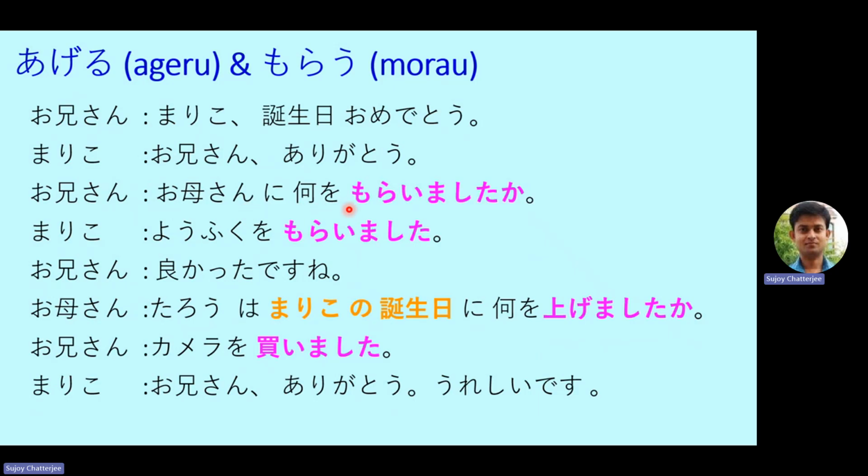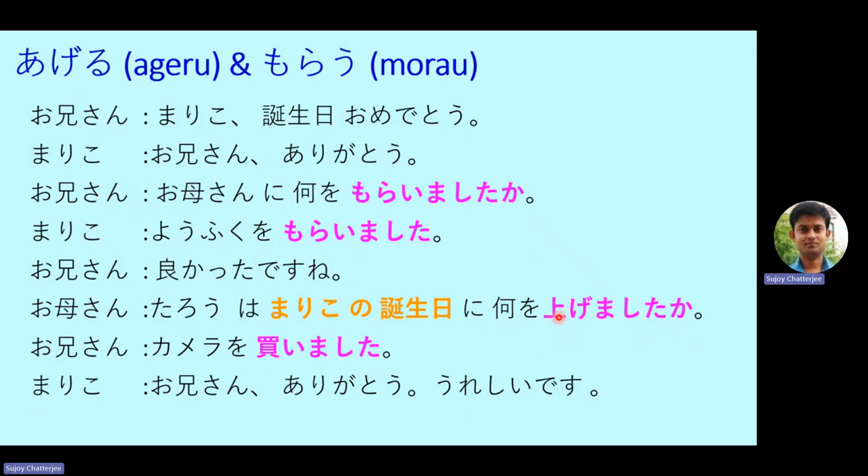お母さんに何をもらいましたか？洋服をもらいました。よかったですね。太郎はマリコの誕生日に何をあげましたか？カメラを買いました。お兄さん、ありがとう。嬉しいです。So now let's understand the meaning of this conversation.